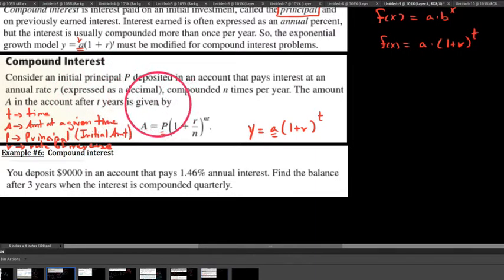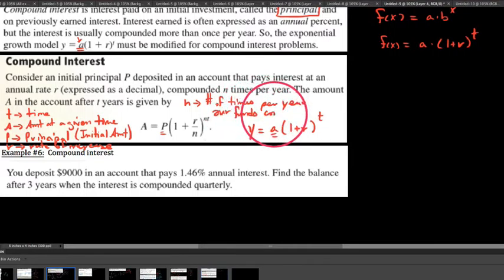So the only other thing that we need to mention here is this n. And I've run out of space, but n is the number, and this is really important, of times per year our funds compound. So that is to say, and we're going to write a little note here, n values.